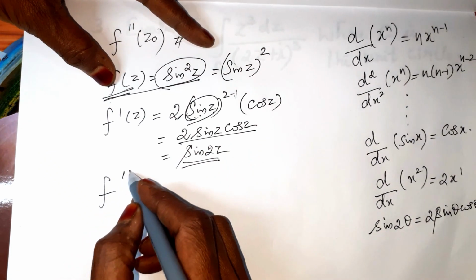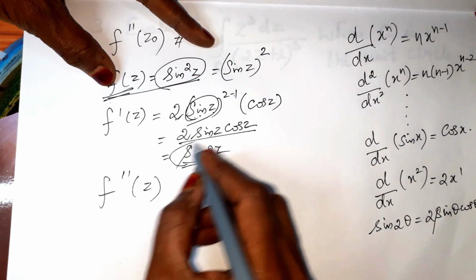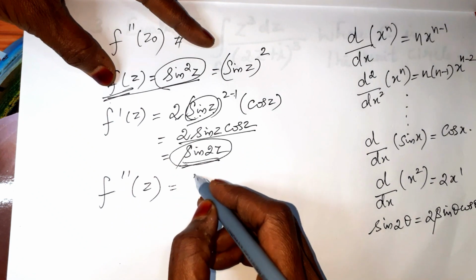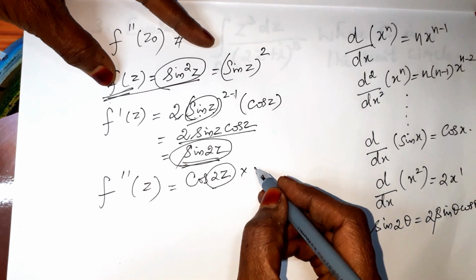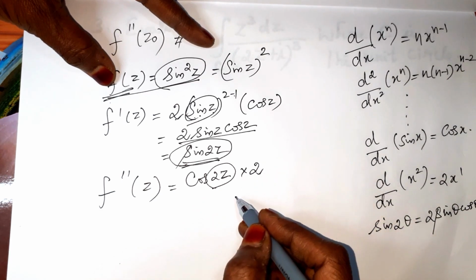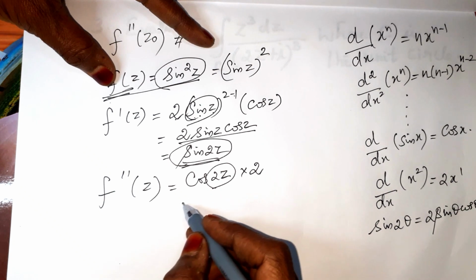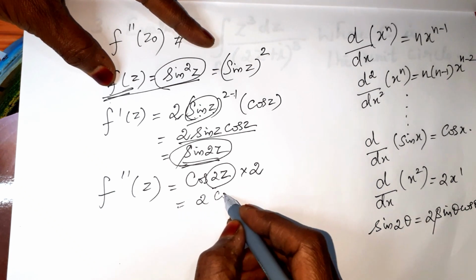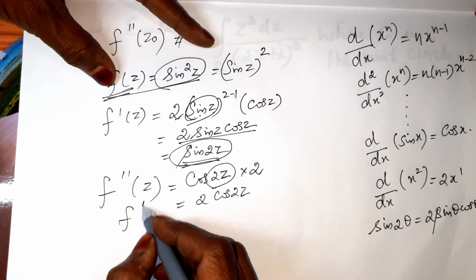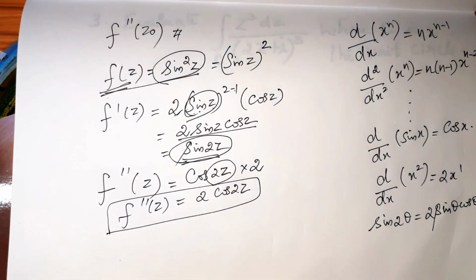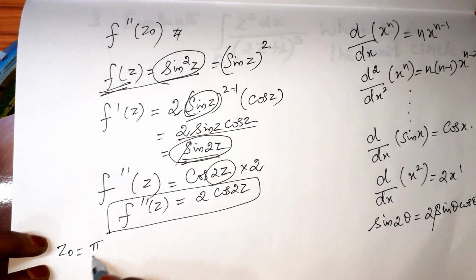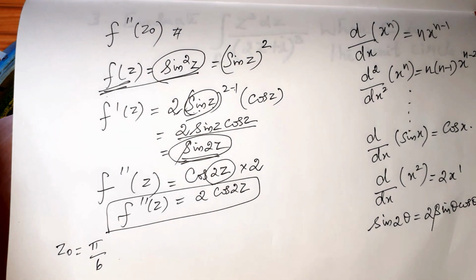Now we are going to find the second derivative. This can be directly differentiated. So cos 2z, and this 2z has to be differentiated and we have to take this as a product. This is called the chain rule. So finally it is equal to 2 cos 2z. This is my second derivative of f of z. In this we have to substitute our given z naught. What is z naught given? Pi by 6. Am I right? In this we have to substitute pi by 6.